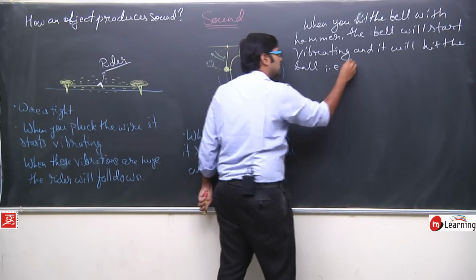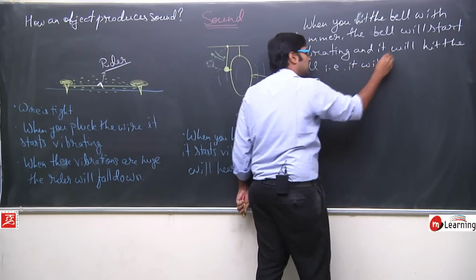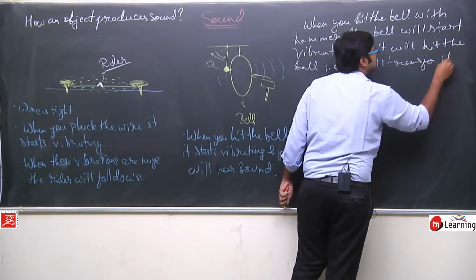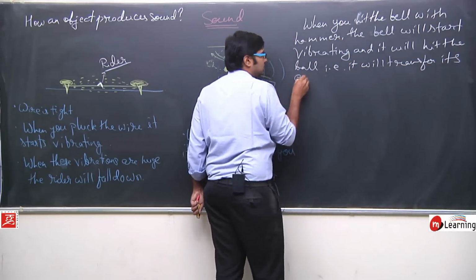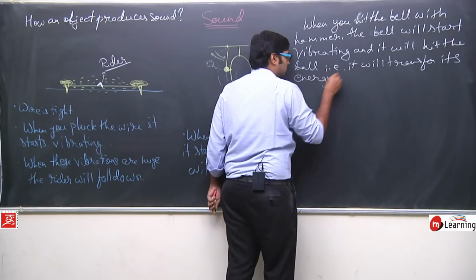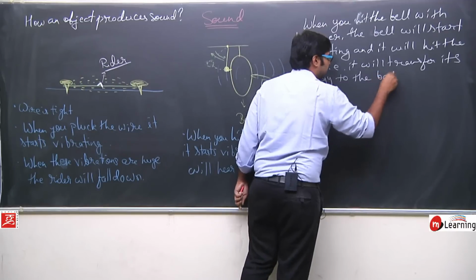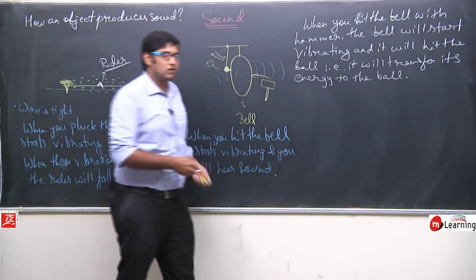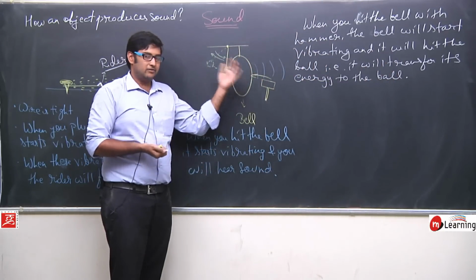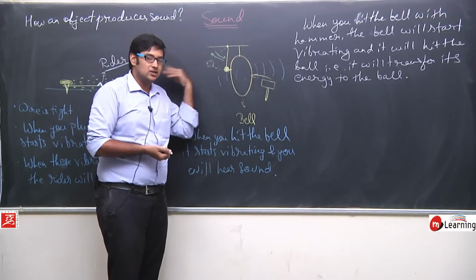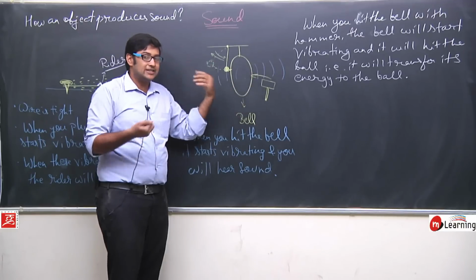That is, it will transfer its energy to the ball. Okay, what will happen when you hit this bell? It will start vibrating, and due to this vibration, this ball will also move like this. So it means the bell will transfer its energy.